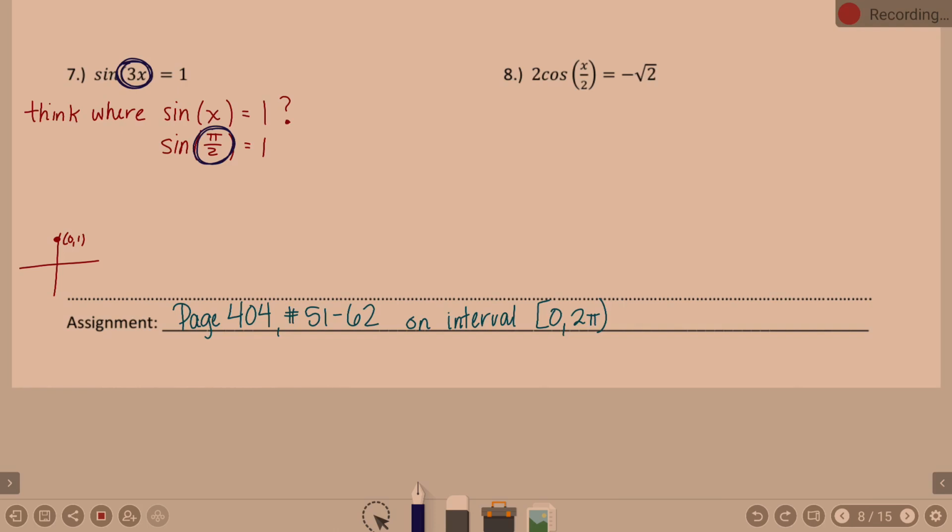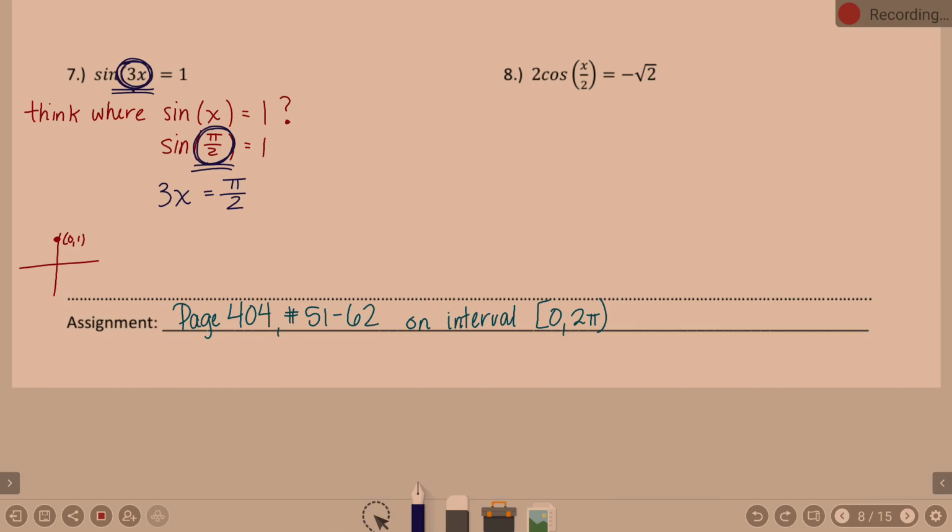Not multiply by 3, but we're going to end up dividing it by 3. So the idea is if it just said sine of x, your answer would be pi over 2. But it says sine of 3x. So I'm going to suggest that we take 3x and set it equal to pi over 2, because we want to know, when does sine of 3x equal 1? Well, we know sine of pi over 2 equals 1. So take the 3x and set it equal to pi over 2.